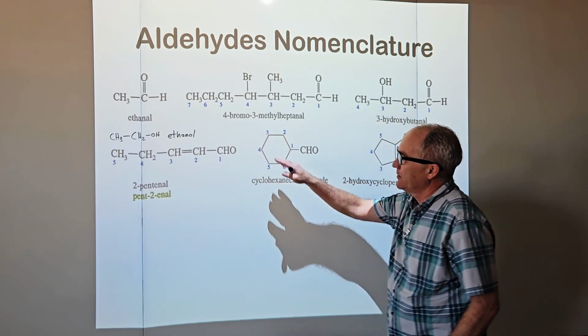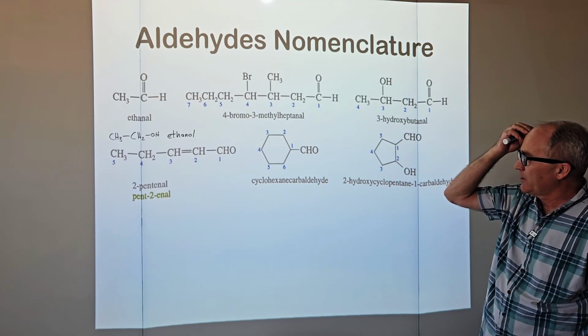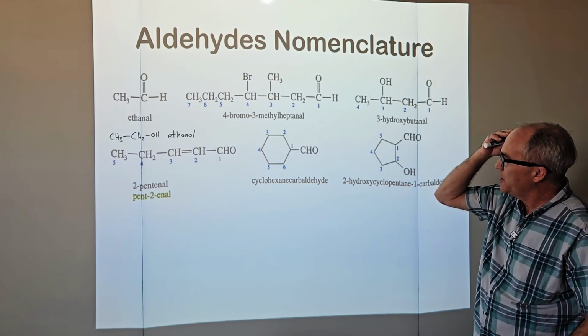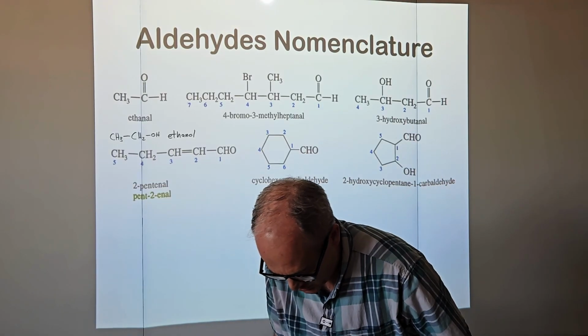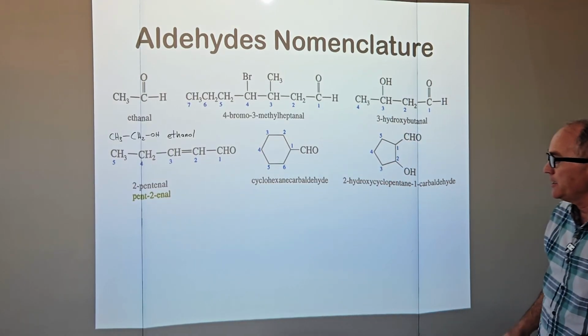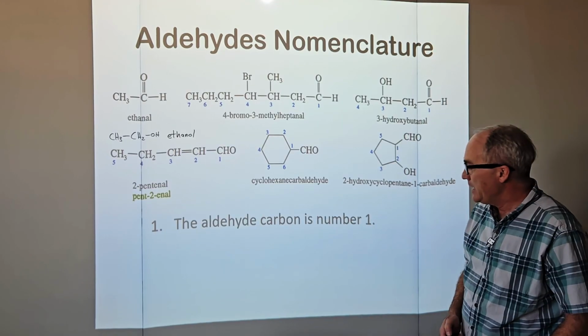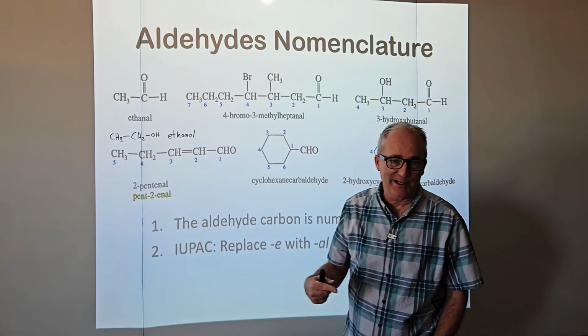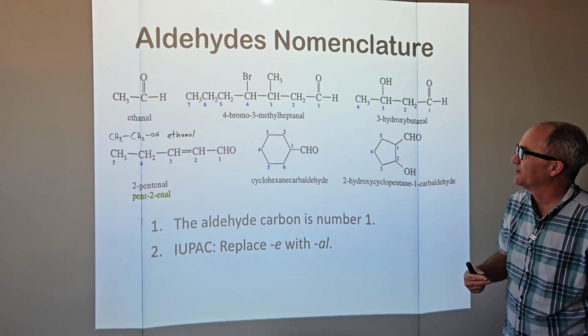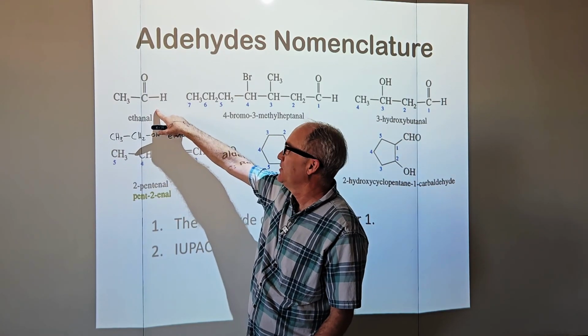All right, so aldehydes have high priority. They only end up at the end of a chain. We like to give them number one, and we basically chop off the E of the alkane and add -al. Ethanal, ethanal. There, I should have practiced before I came in this morning. This has a common name. Does anybody know what it is?